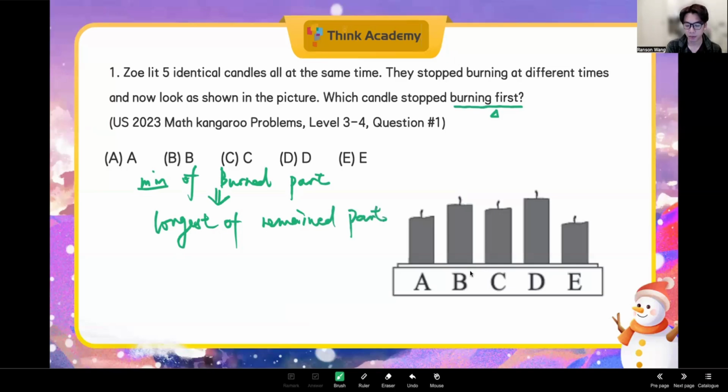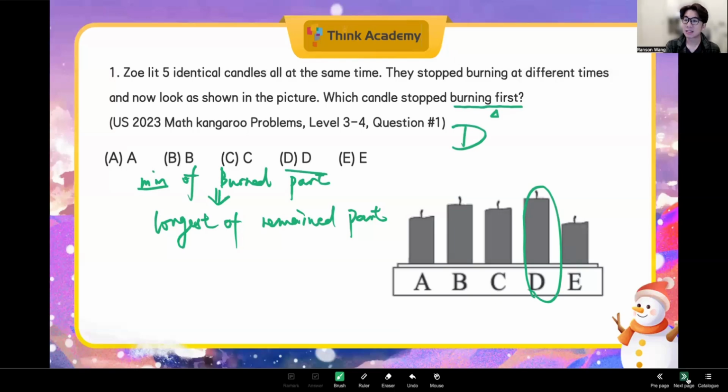right? So now we just need to compare which part remained more. Which one is the longest one? If you compare them, it's obviously option D that has the longer length. So for this one, the candle that will stop burning first is of course option D.